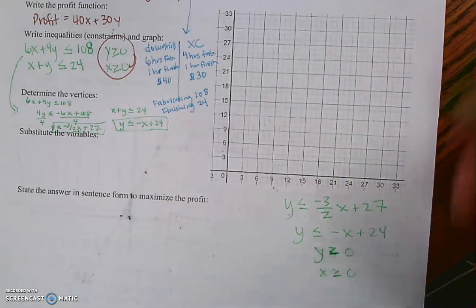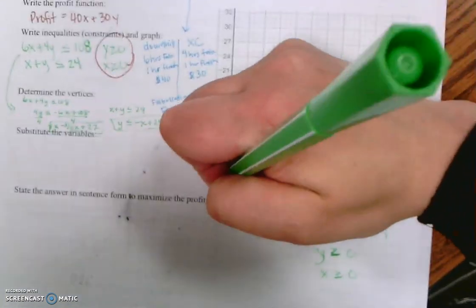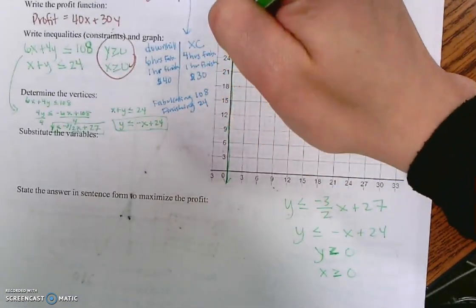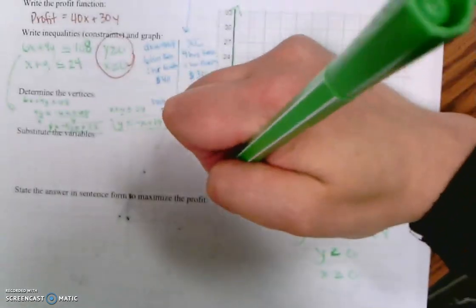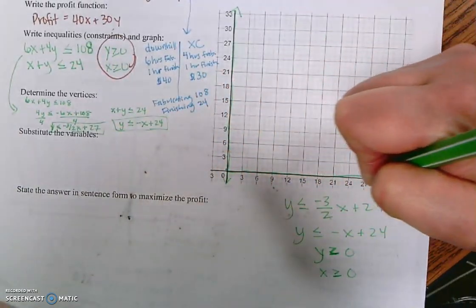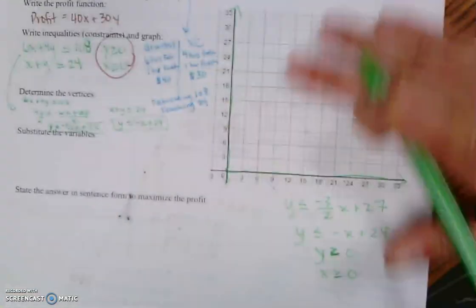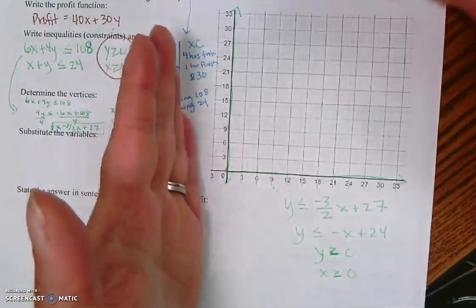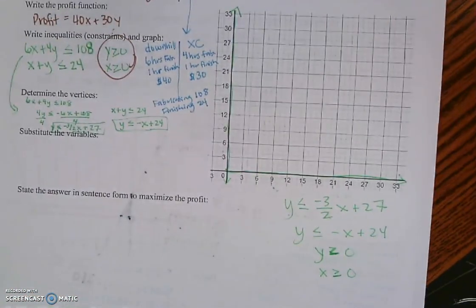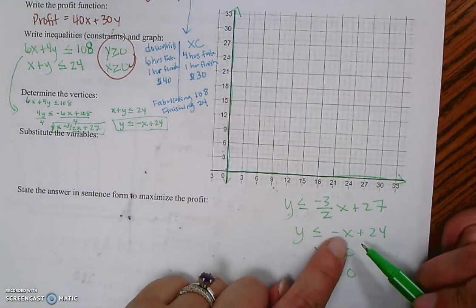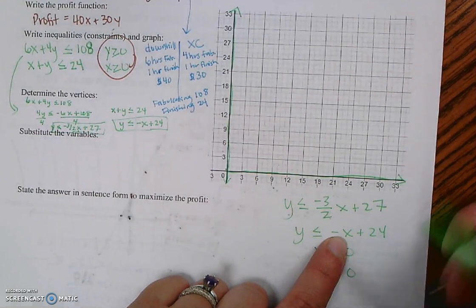If y is greater than or equal to 0, and x is greater than or equal to 0, that basically means that we're somewhere in this box, okay? We're greater than and greater than, so somewhere in the box. It just creates edges.